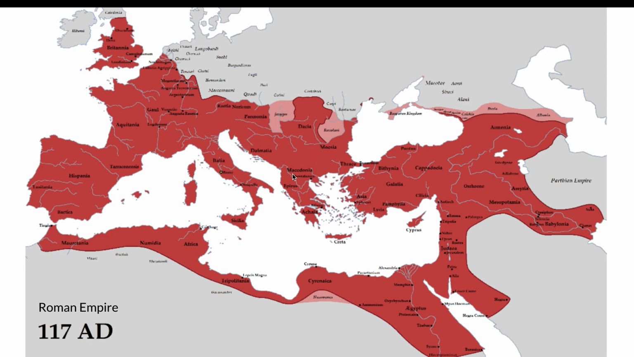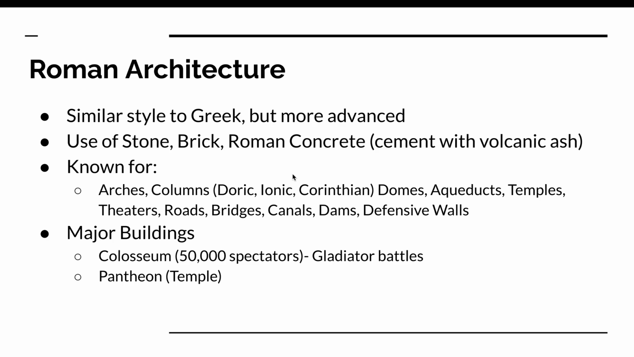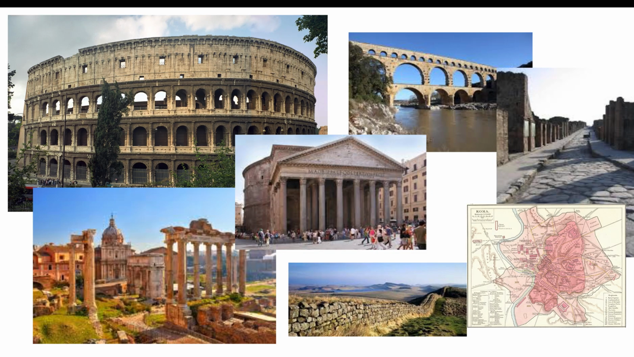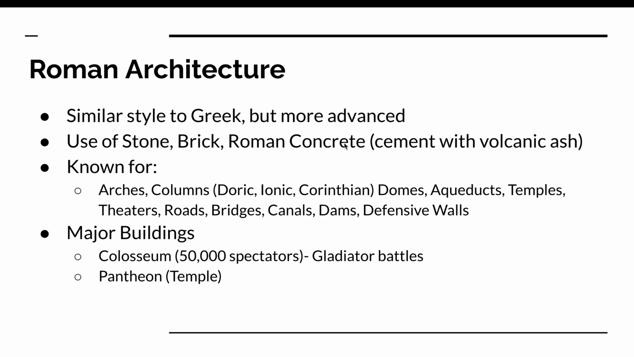So an immense territory. A little bit more about Roman architecture. We see very similar styles of Greek architecture, the use of brick and Roman concrete. Roman concrete, if you have time to go on YouTube and read a little bit more about Roman concrete, it is incredible. There are some roads that still exist. There's a Roman road that is 2,000 years old, that is sometimes in better shape than highways that are built today.